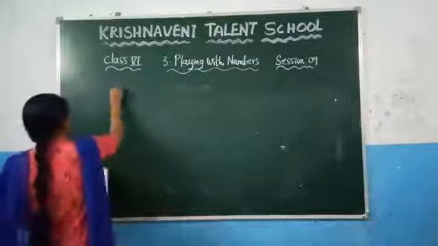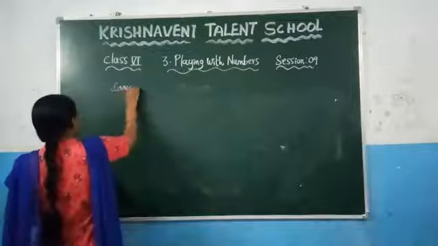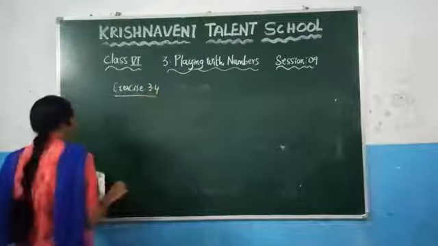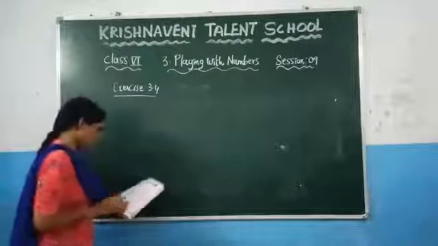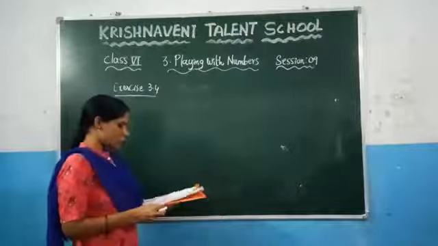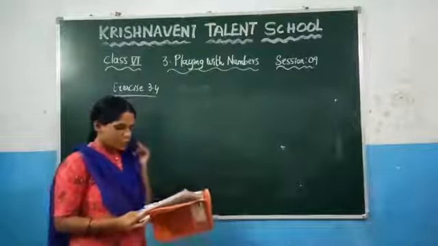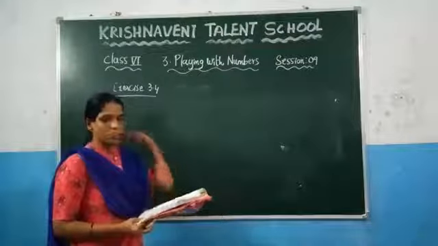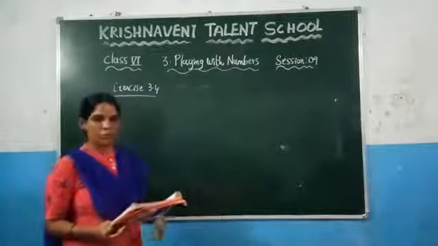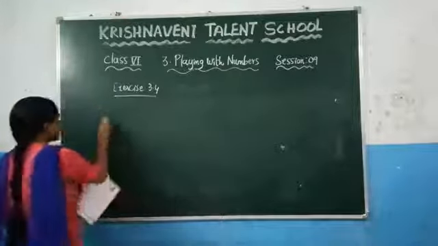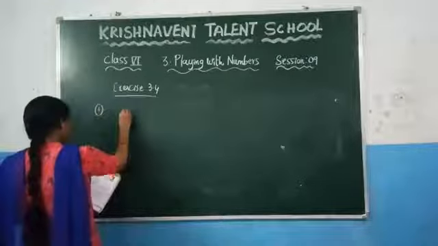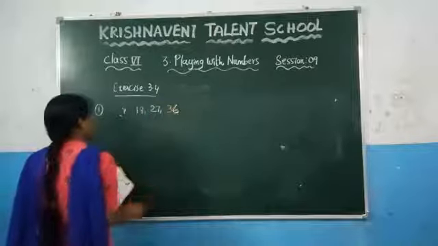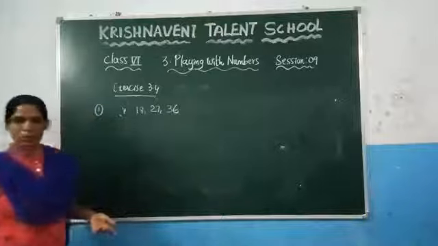Exercise 3.4, first question. Here, find the HCF of the following numbers by prime factorization and continued division method. You need to do both of the methods. Here 4 questions are given. In this, I will solve 2 problems. The remaining 2 problems you can do in the same way. See the first question here. What is the question given here? 18, 27, 36. You need to find the HCF by using the two methods.